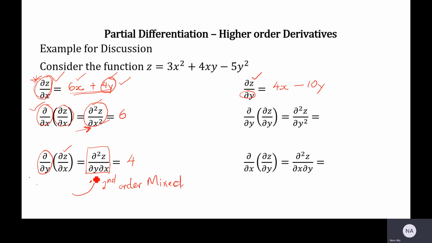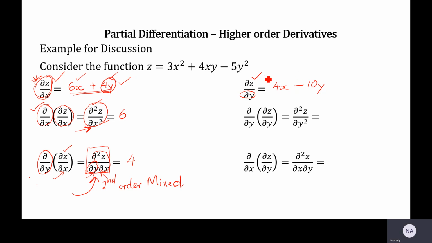However, notice this and that. When you're asked to find partial d2z, partial dy dx, you do that one first, like we did, and then the y. So just be careful of the notation.